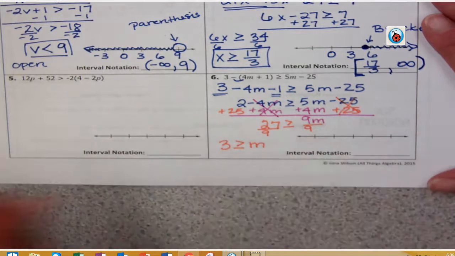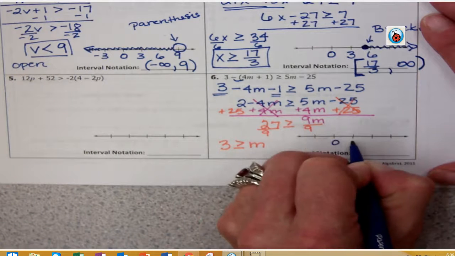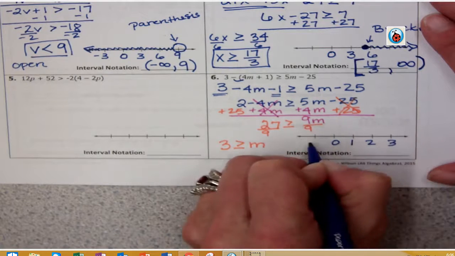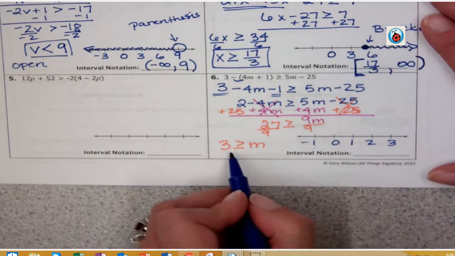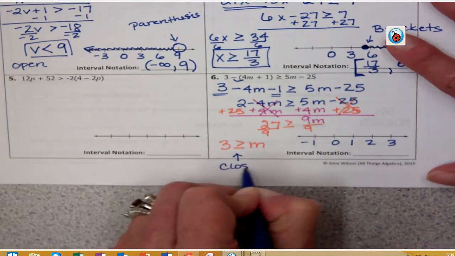So if I'm on my number line, this is, say, 0. This is, we can do 1, 2, 3, negative 1. Greater than or equal to, this is going to be a closed dot.